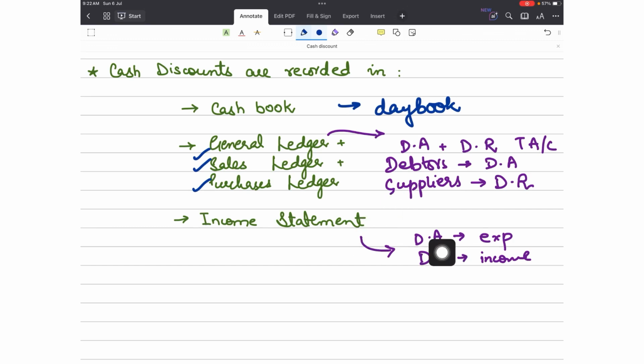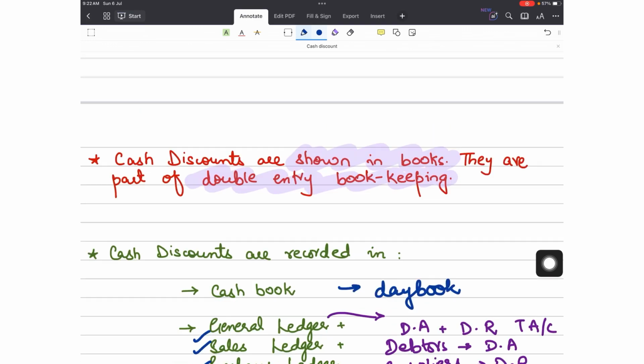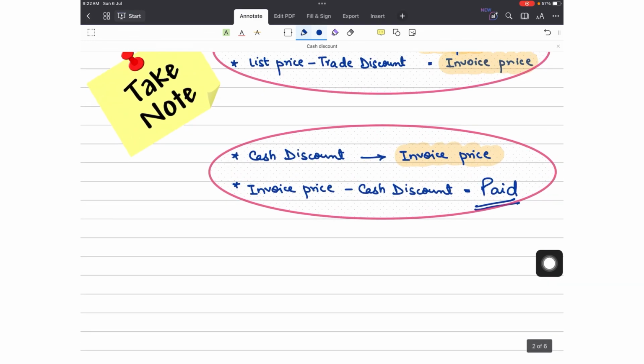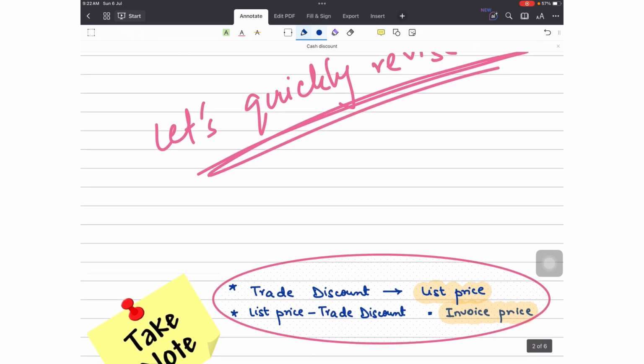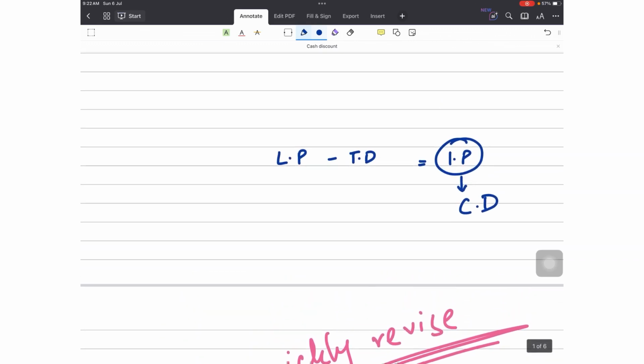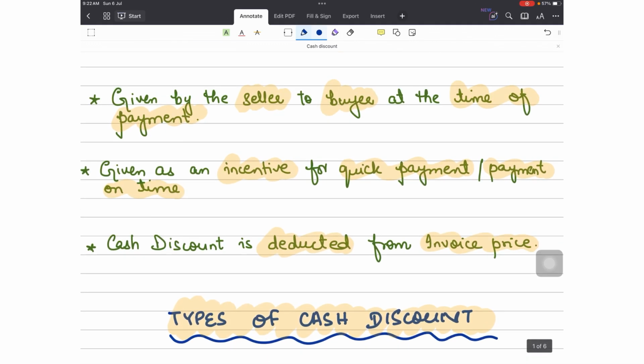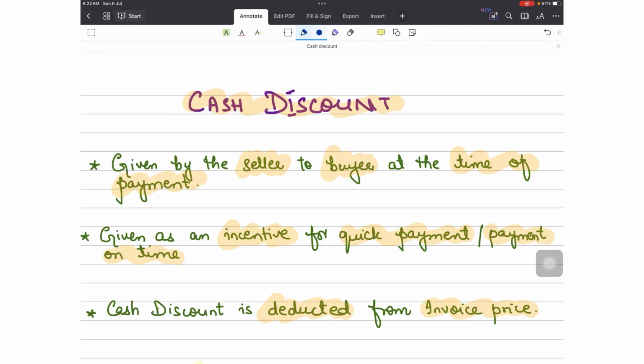And then when we are preparing financial statements, both the discounts become part of the statement of profit or loss as well. However, trade discounts are not recorded anywhere in the day book or T accounts or financial statements. They are just shown on the invoice, right? Now that is all about cash discount.